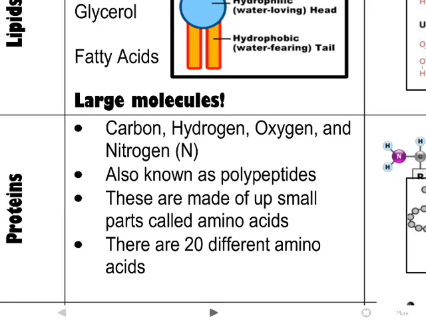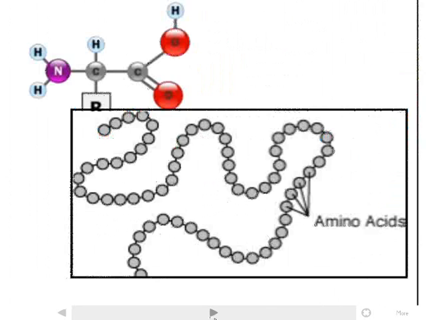This is a picture of a protein. Remember, it's sort of like a long necklace. The whole necklace is the protein. Each of the beads on the necklace is an amino acid. Now, an amino acid isn't really round. In fact, it looks like this molecule up in the corner here. That's what an amino acid looks like.